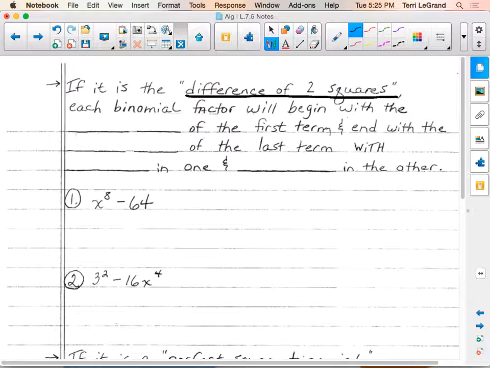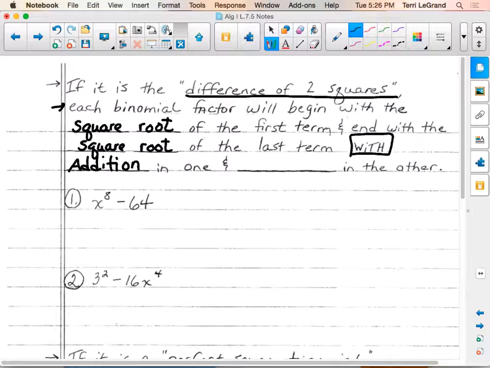Each binomial factor will begin with the square root of the first term and end with the square root of the last term, with addition in one of the factors and subtraction in the other.